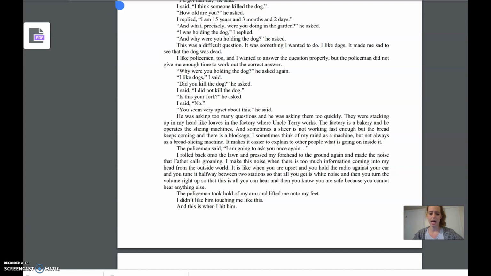The policeman said, "I'm going to ask you once again." I rolled back onto the lawn and pressed my forehead to the ground again and made the noise that Father calls groaning. I make this noise when there is too much information coming into my head from the outside world. It is like when you are upset and you hold the radio against your ear and you tune it halfway between two stations so that all you get is white noise. And then you turn the volume right up so this is all you can hear. And then you know you're safe because you cannot hear anything else. The policeman took a hold of my arm and lifted me onto my feet. I didn't like him touching me like this. And this is when I hit him.